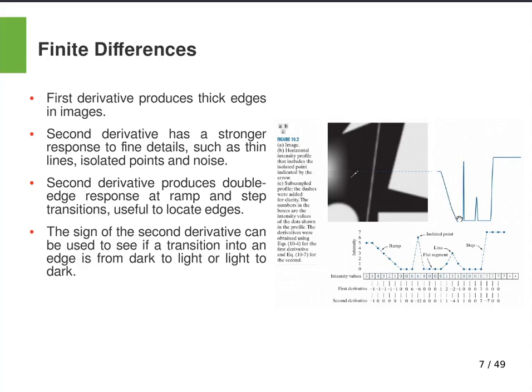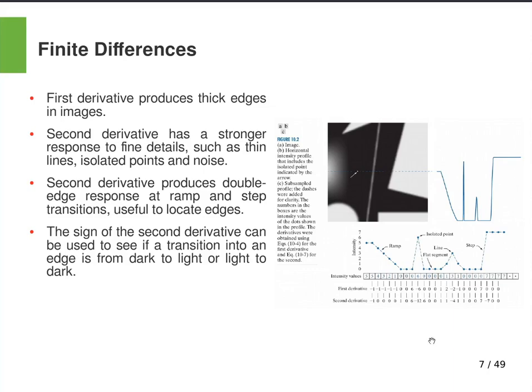We have a ramp-like transition in the intensity because of this region. We have this very bright dot at this location. Then we have this line in which we have a roof shape edge, and finally we have this sudden transition or a step transition at the end because of going from dark to light in this region of the line.